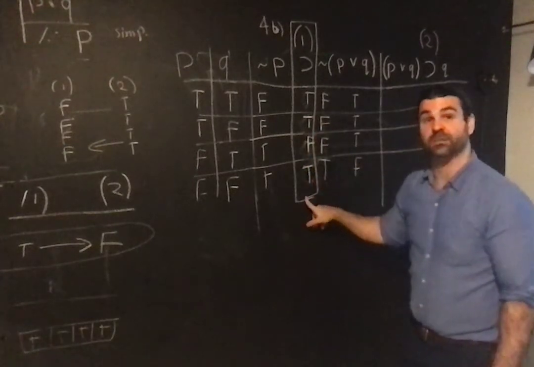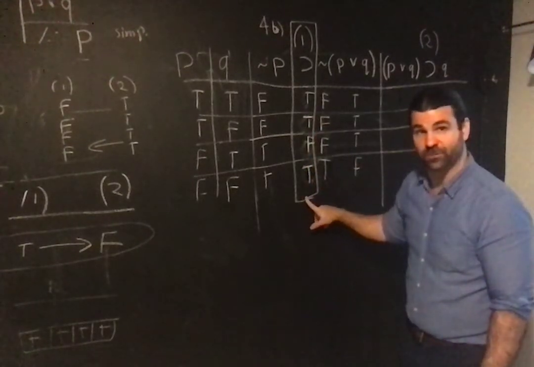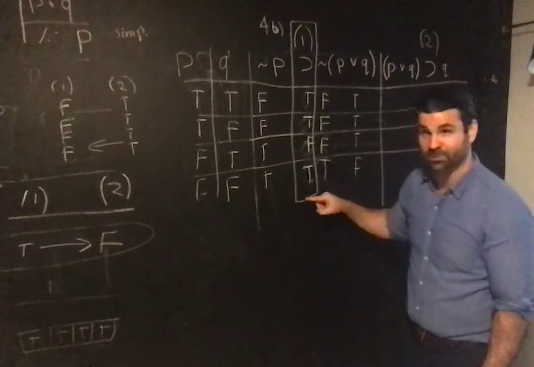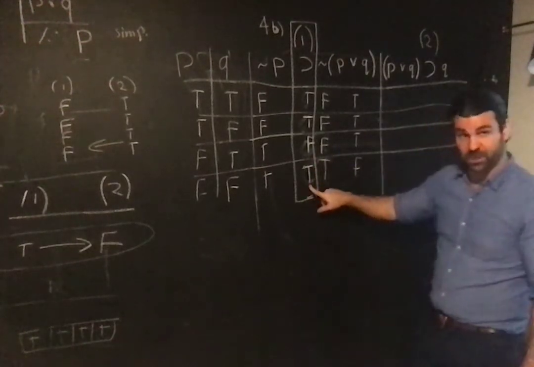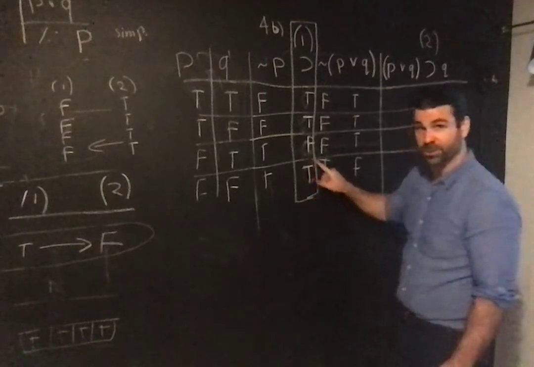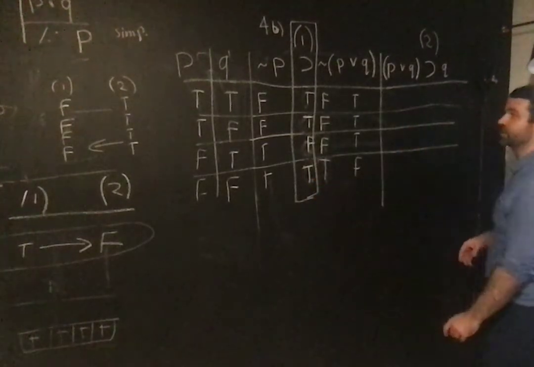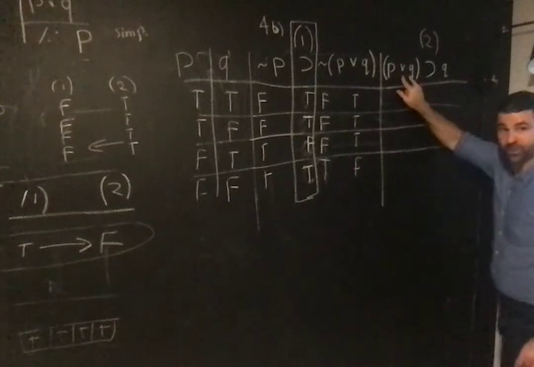If I just asked, after this individual statement form, is it a tautology, a contradiction, or a contingency? Pause, unpause. It's a contingency because there's at least one true and there's also at least one false. It's not the case that it's all true, not the case that it's all false. Okay, so I'll first compute here.